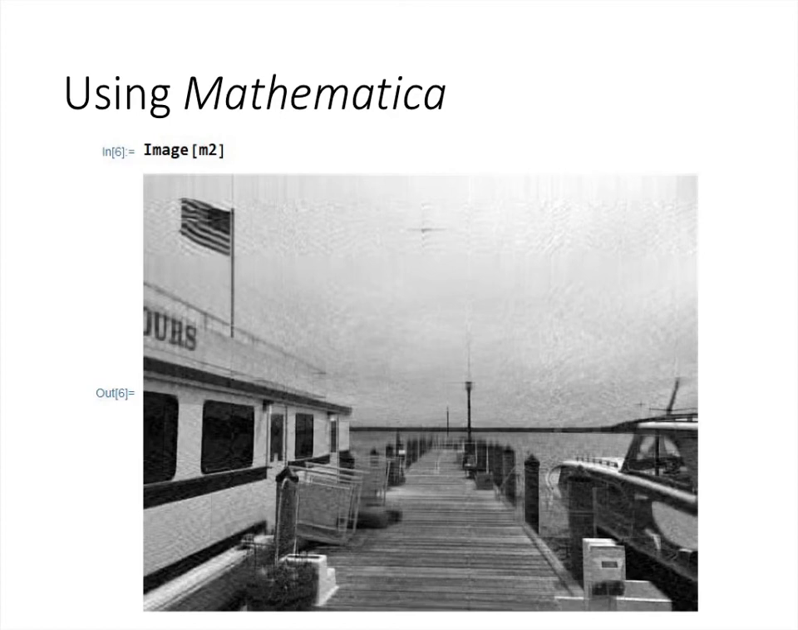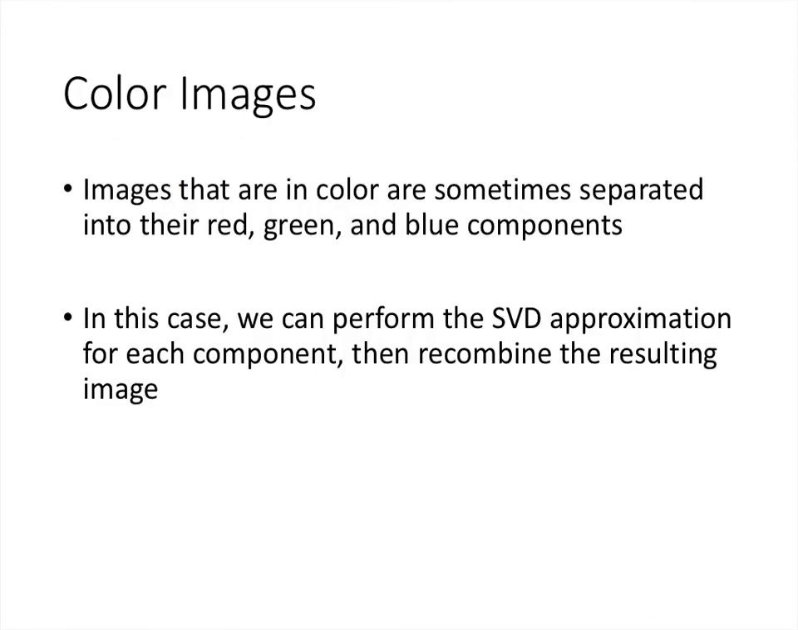Now, if we want to do this with a color image, we can do that, and often one way that we can do that is separate an image into its red, green, and blue components. In that case, we perform the singular value decomposition separately for each color component, and then we recombine the resulting image.